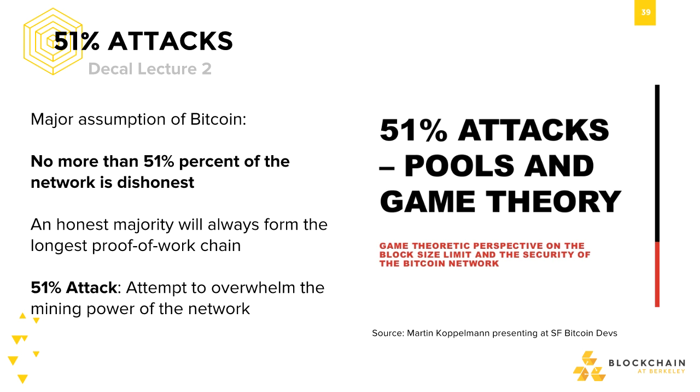One of the major assumptions of Bitcoin is that no more than 51% of the network is dishonest. And by 51%, I mean 51% of the computational power. Because if you have the majority of the computational power, you're going to be able to solve these math problems faster than anyone else. Therefore, you'll solve blocks faster than anyone else. Therefore, you will always produce the longest blockchain. And that's why we assume that the longest blockchain is the correct history of transactions.